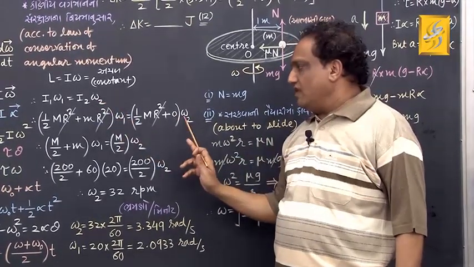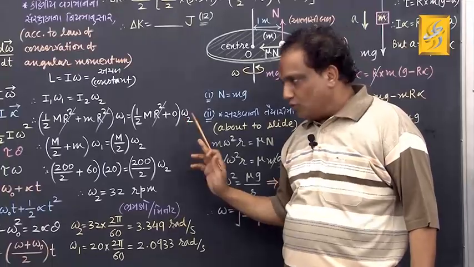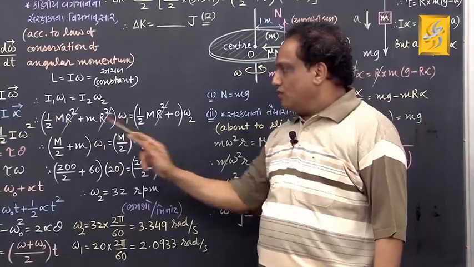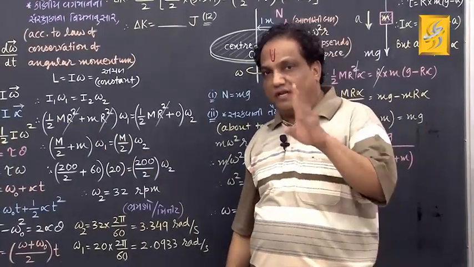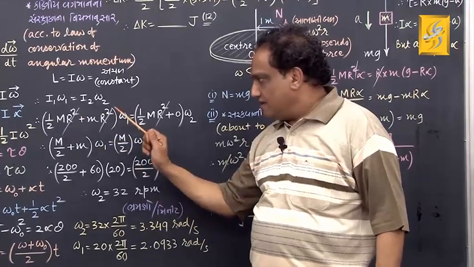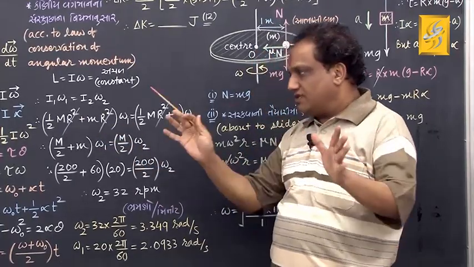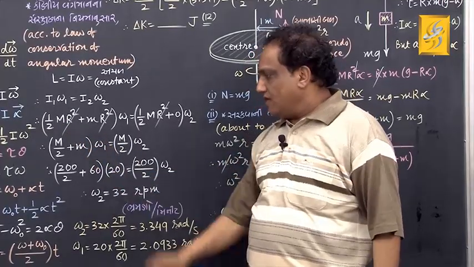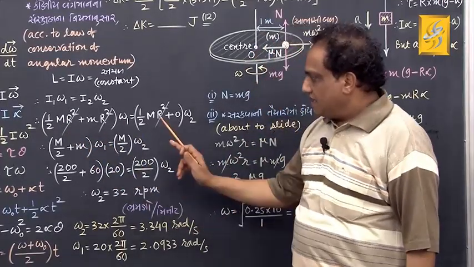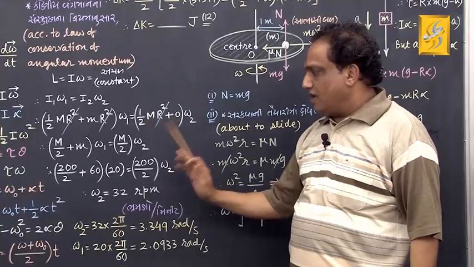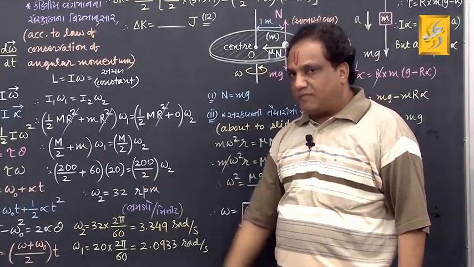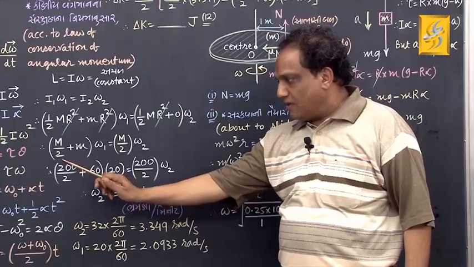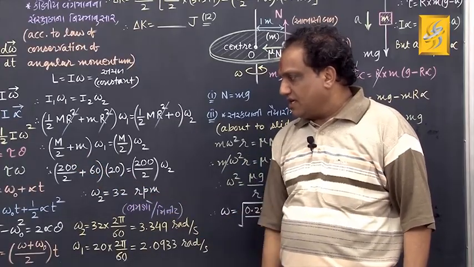Final angular speed we are looking for, that value is omega 2. Throughout the equation, what can you cancel? Capital R square, from here and from here. You can get it cancelled. Left here it is capital M by 2 plus small m, omega 1 as it is. Here capital M by 2 into omega 2. Capital M is mass of turntable, 200 kilogram, upon 2. Mass of person is 60 kilogram.